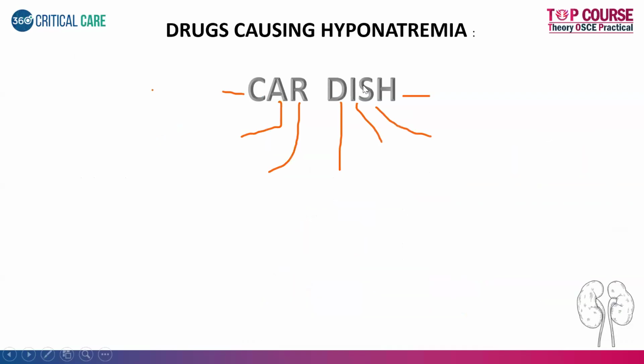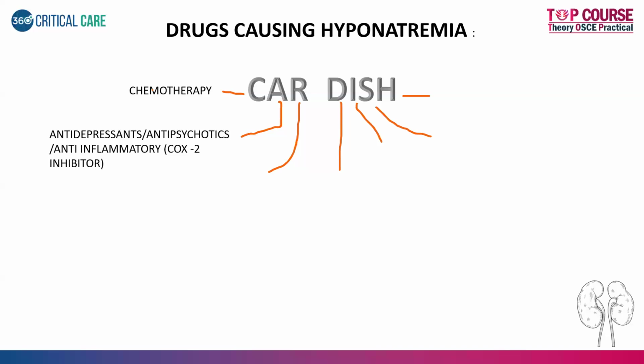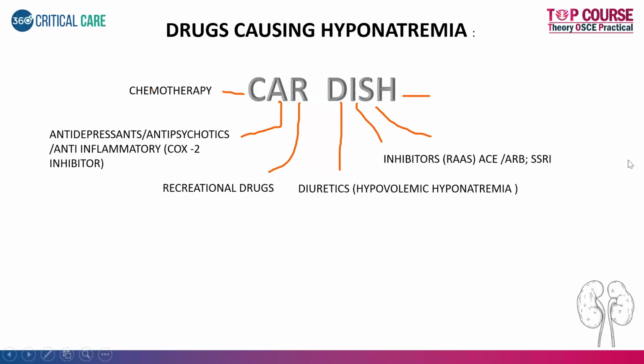So what are the drugs causing hyponatremia, especially in euvolemic? You can remember with the mnemonic CRRT: chemotherapeutic agents, antidepressants and antipsychotics, anti-inflammatory drugs, especially the COX inhibitors, recreational drugs like ecstasy, diuretics. But you need to remember diuretics usually cause hypovolemic hyponatremia. Okay, this is one exception that I want you to remember. The rest are usually euvolemic. Okay, inhibitors of the RAS pathway, sulfonylureas, and hormones like oxytocin and desmopressin. So these are the drugs usually that are associated with hyponatremia.